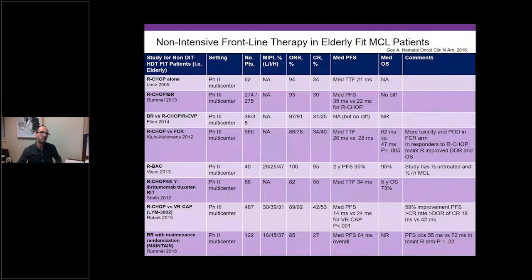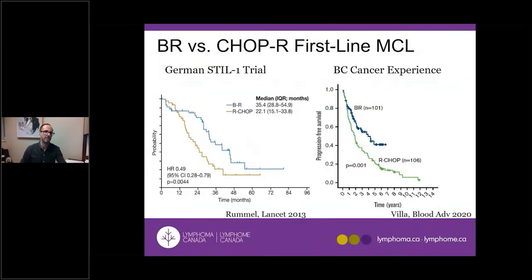And similar to what I showed you for the younger patients, here in the older patients, there are a number of trials that have been done, and you can see how the most common regimens used over the years have been bendamustine rituximab and R-CHOP. So it's just meant to give you a sense of the research that has been done. Now, in Canada and around the world, the most commonly used regimen is bendamustine and rituximab. And that's taken from a large German trial that compared bendamustine and rituximab to R-CHOP, and that's shown in the panel on the left. So this is progression-free survival.